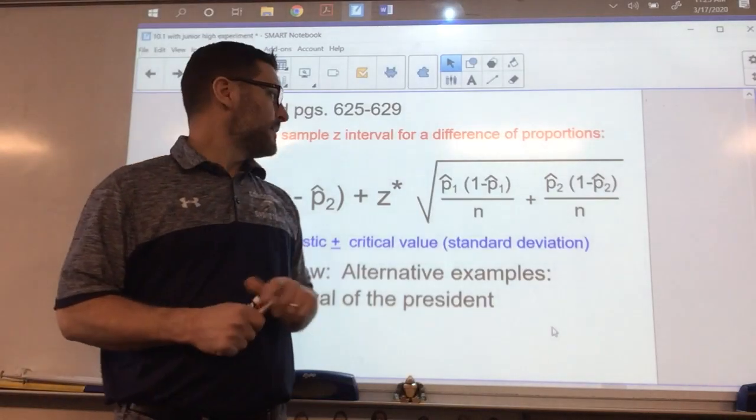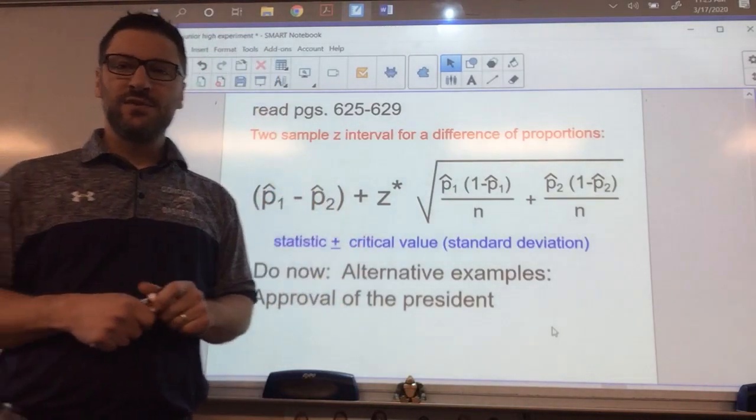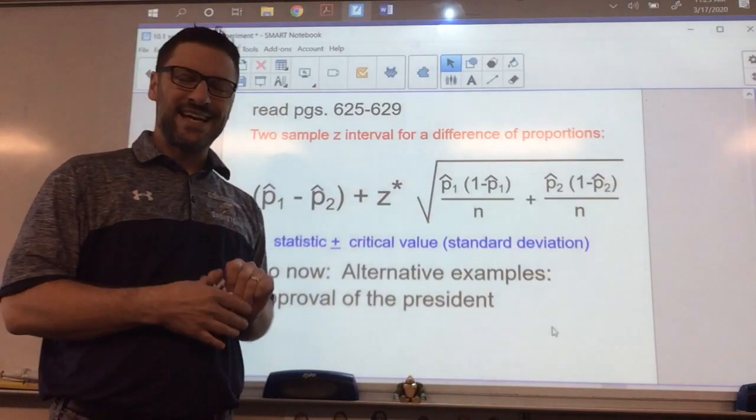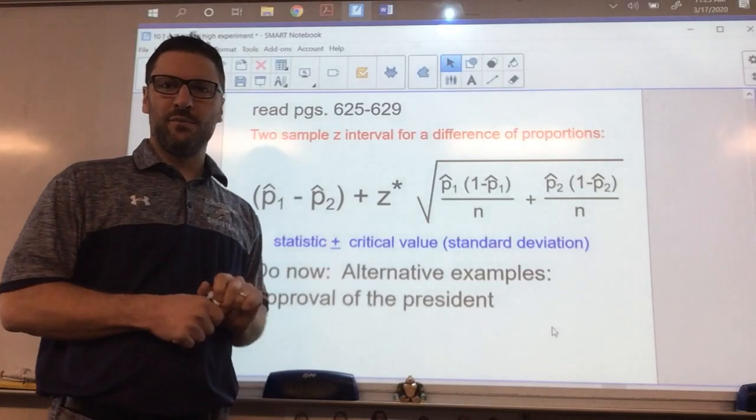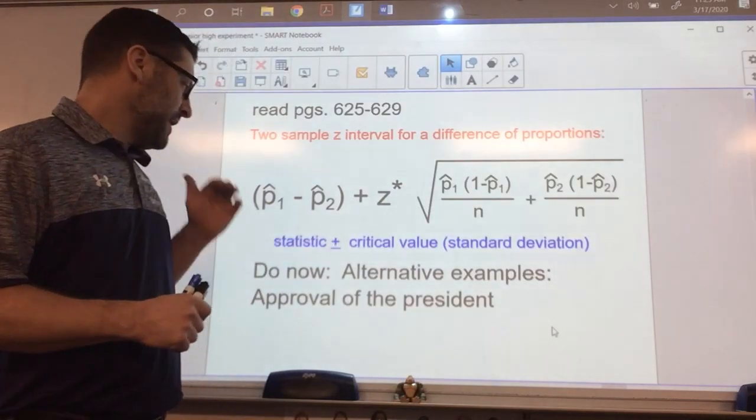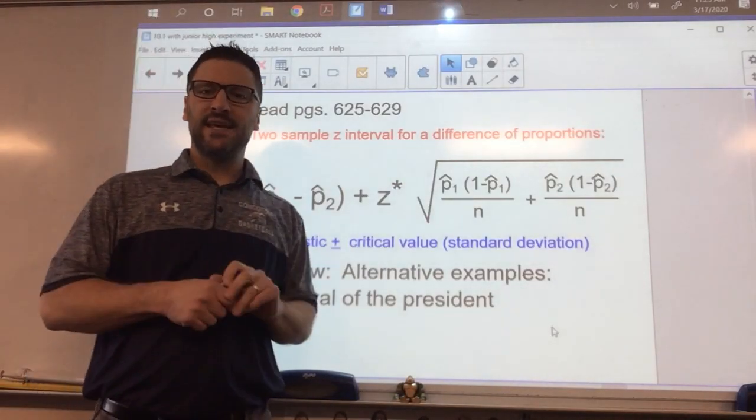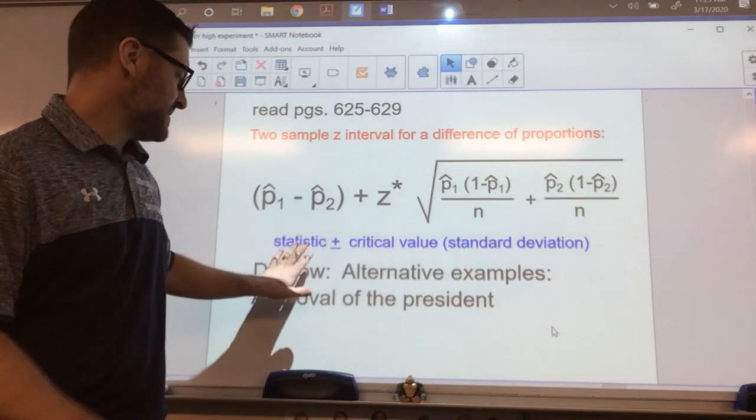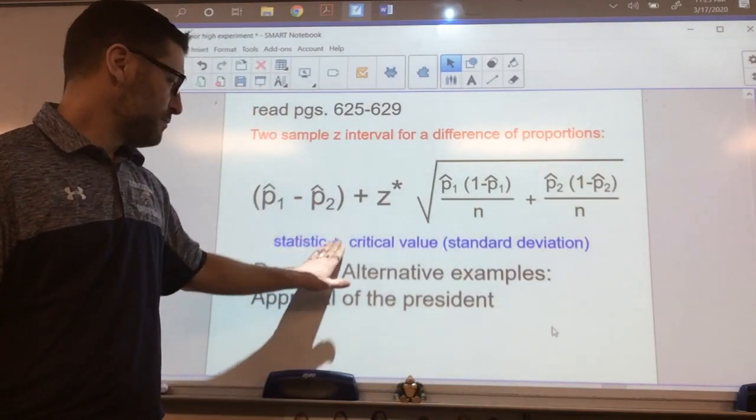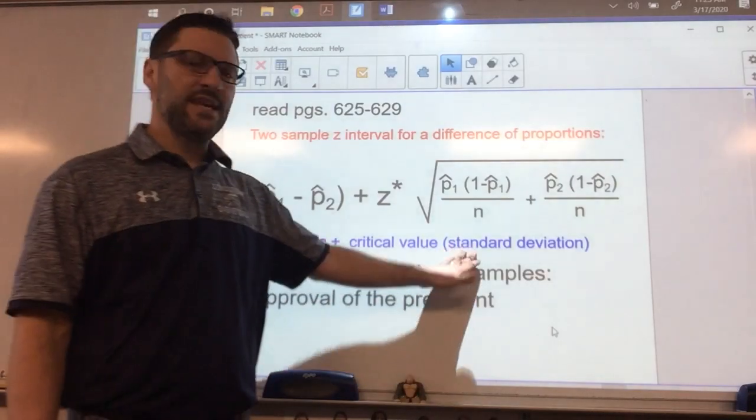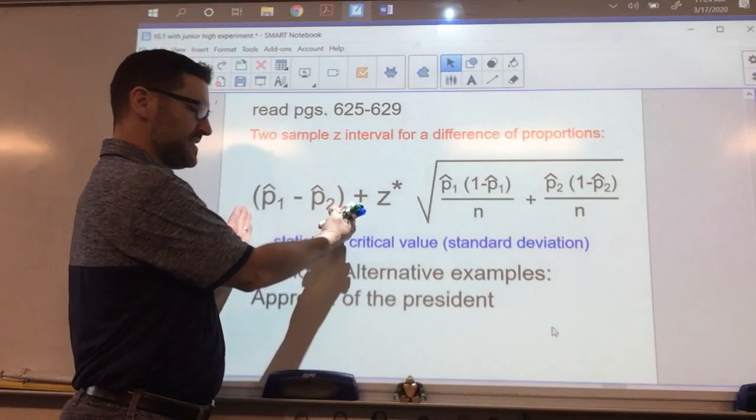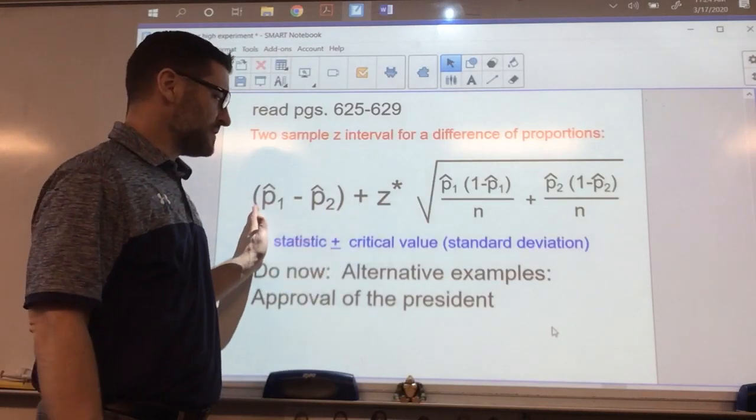Okay, now that you've read, this is a two-sample Z interval for the difference of proportions, and it has kind of a big formula, one of the bigger formulas that you'll see in math. But if you notice, it really takes the same shape as some of the other confidence interval formulas. It takes the shape of statistic plus or minus the critical value times the standard deviation. The reason it gets so big is because our statistic is the difference of proportions.